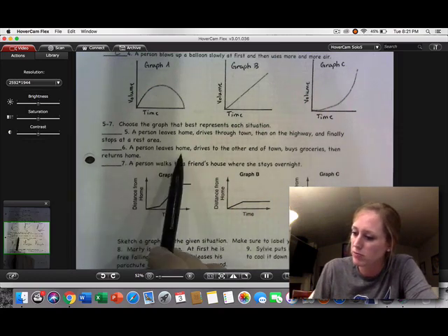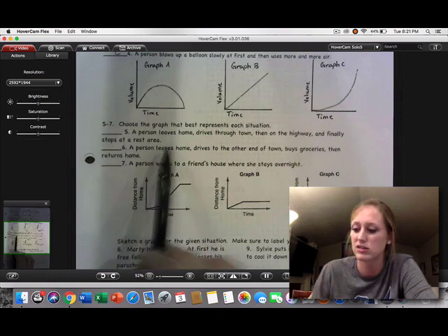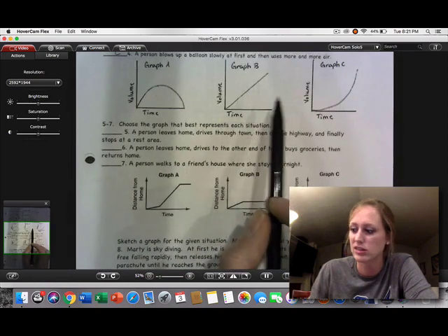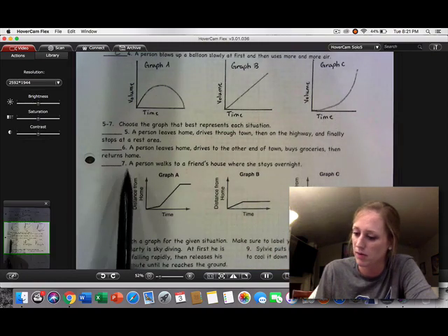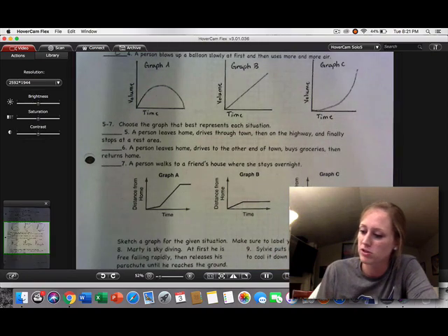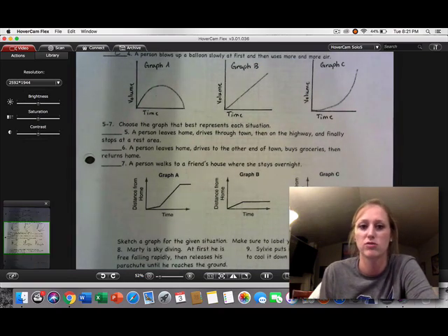A person leaves from home, drives to the other end of town, buys groceries, then returns home. So their distance from home increases. Then they stay at the store, so the distance stays the same, and then they're going to come back home. So the distance should come back to 0. And the last one is a person walks to a friend's house where she stays overnight. So it goes, and then that distance away from home stays the same.